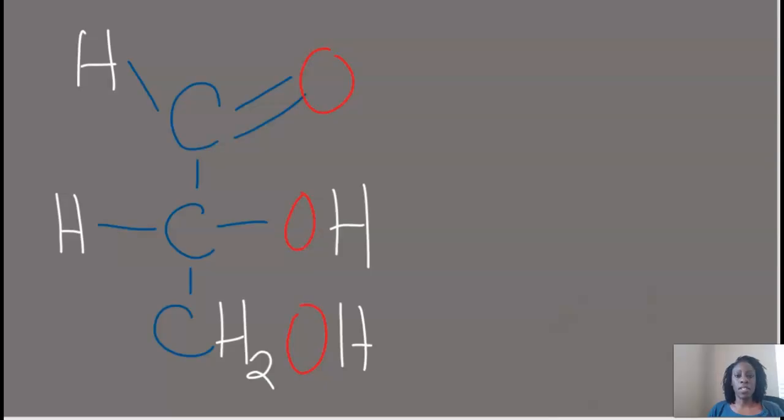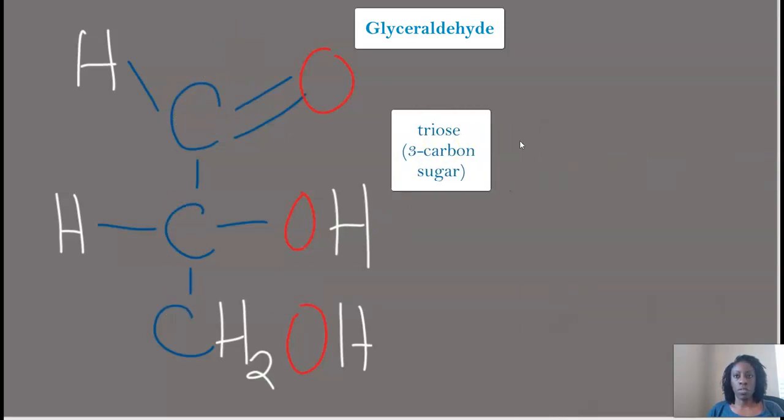Now, let's get into the fun stuff. Let's look at some examples of monosaccharides. So here I've got glyceraldehyde. Now this is a 3-carbon sugar, you see 1, 2, 3, which is called a triose sugar. And just a note, most sugars are going to have an -ose suffix.